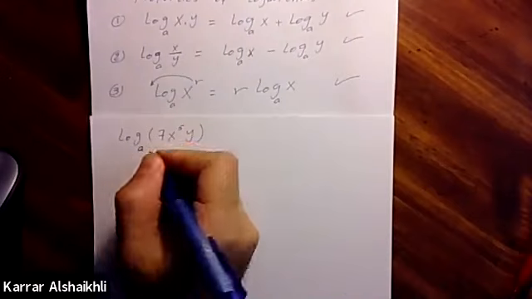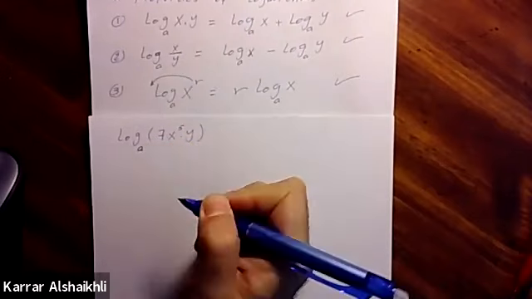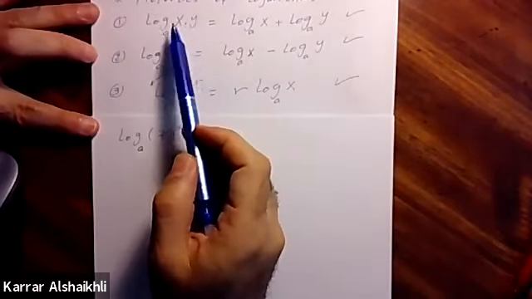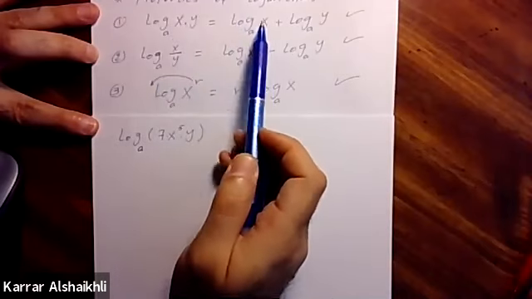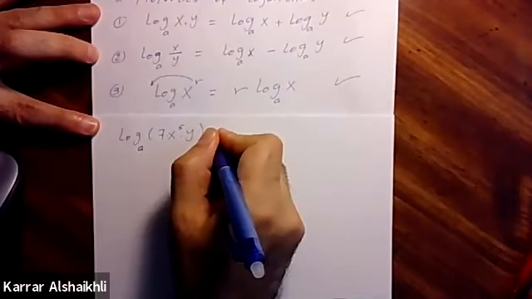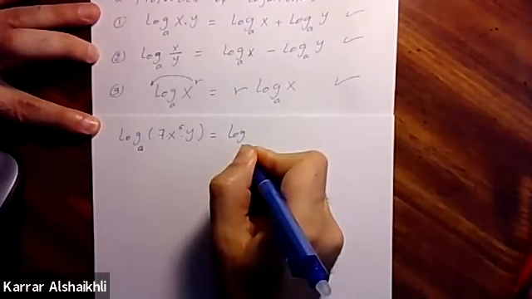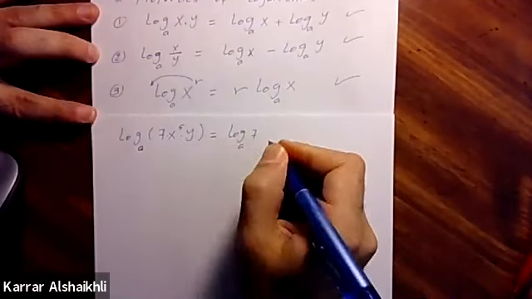So you see, be careful here. 7x means 7 times x times y. So I'm going to use the first rule. When I have multiplication between numbers, I can convert the multiplication to addition. So the first step is going to be log to the base a. The first number is 7.